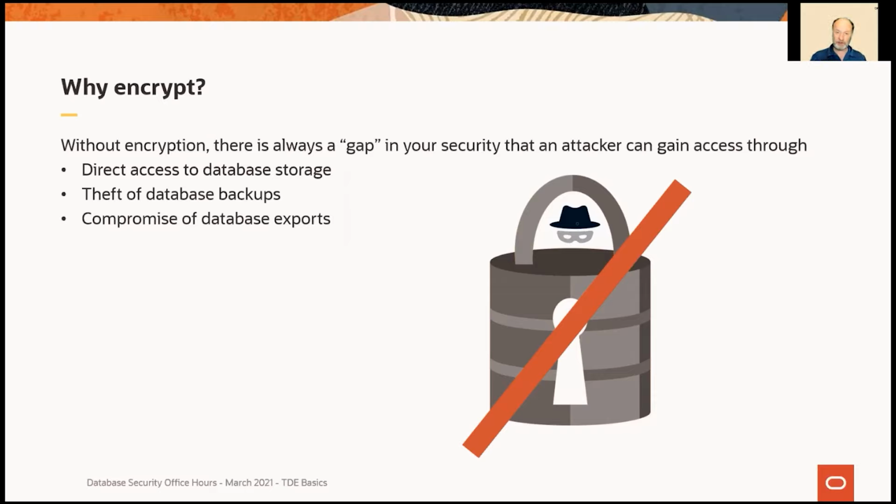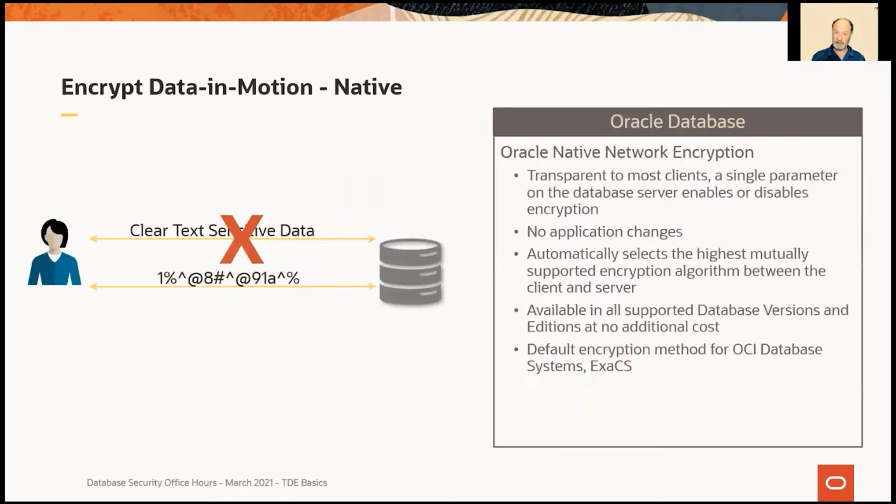Now, I've been talking primarily in terms of encryption of data at rest, but it's important to remember that you also need to encrypt data in motion. Oracle database gives you two ways to do this. We're just going to cover them very briefly. One of them is native network encryption. Dead simple to turn on. It's one line in your sqlnet.ora on the database server. No client changes required. No changes to application. Does a great job of encrypting.